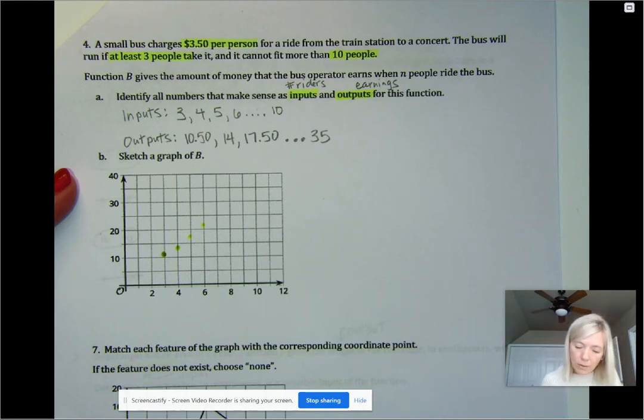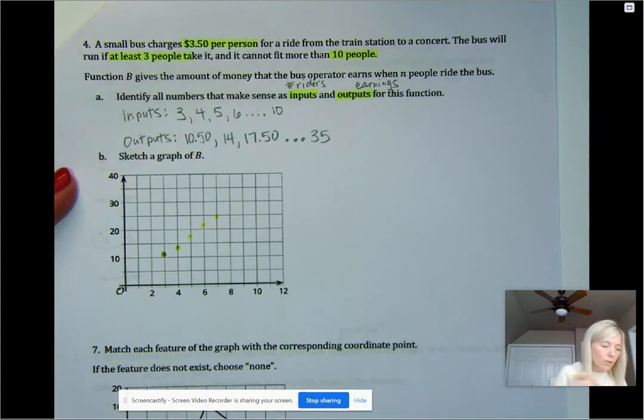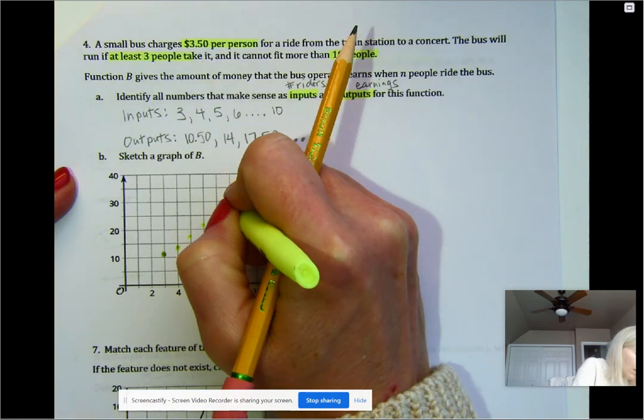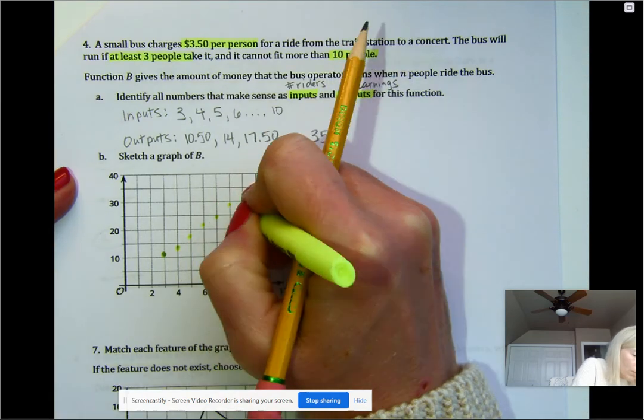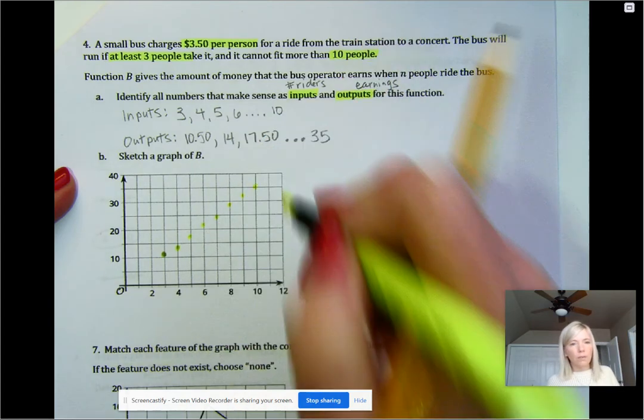6 riders or 7 riders is $24.50, really close to 25. And then 8 riders is $28, about there. 9 riders is $31.50, and 10 riders is $35 even.